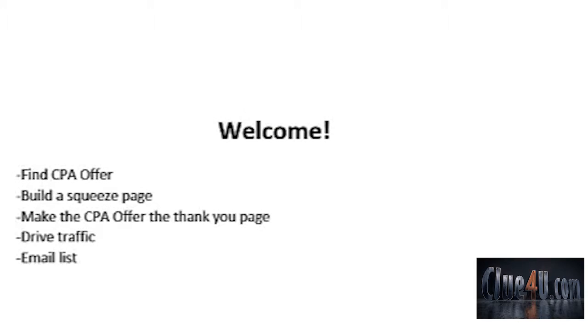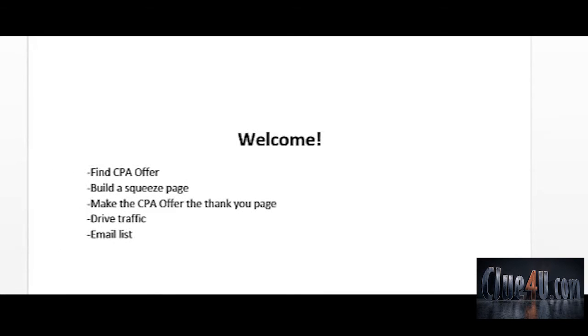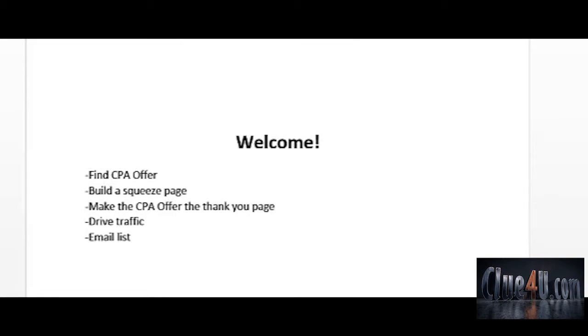Welcome to this course in which I'm going to teach you 2 ways to generate an income online. Basically the system consists of finding a CPA offer, a cost per action. If you don't know what CPA means, if you're an affiliate looking to make money by promoting CPA offers, they pay based on the action. That's why it's called cost per action.